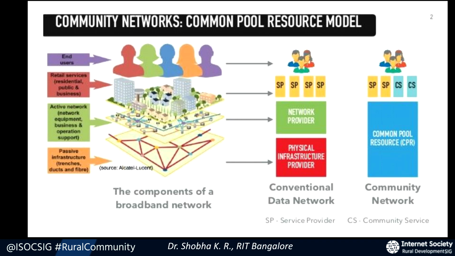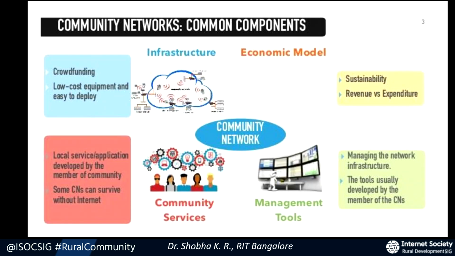The network itself can provide service to others, as well as there could be a community service which is availed by the people who have set up the community network. So these could be the common components possible in a community network. Usually the funding comes from crowdsourcing, and based on the necessity of the community, we could be using equipment suitable for that community for their usage and applications.